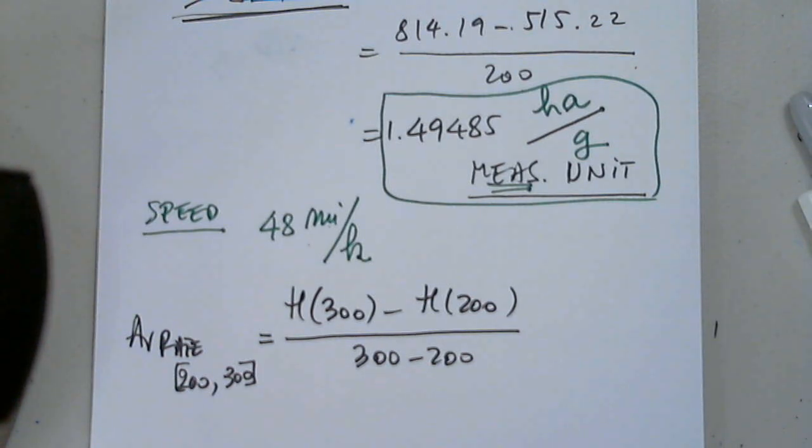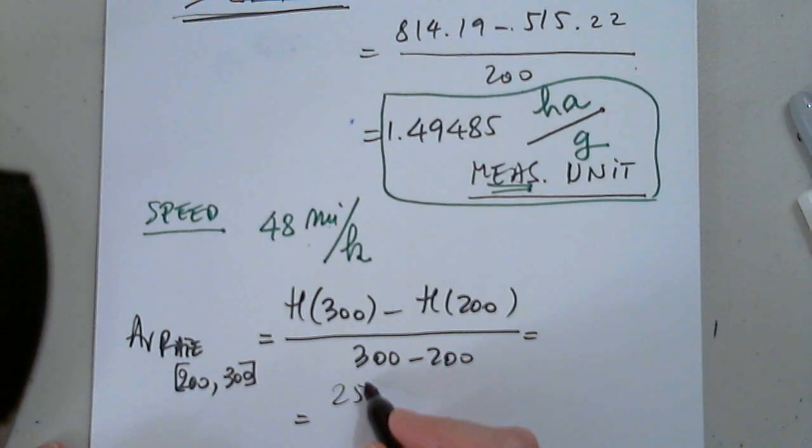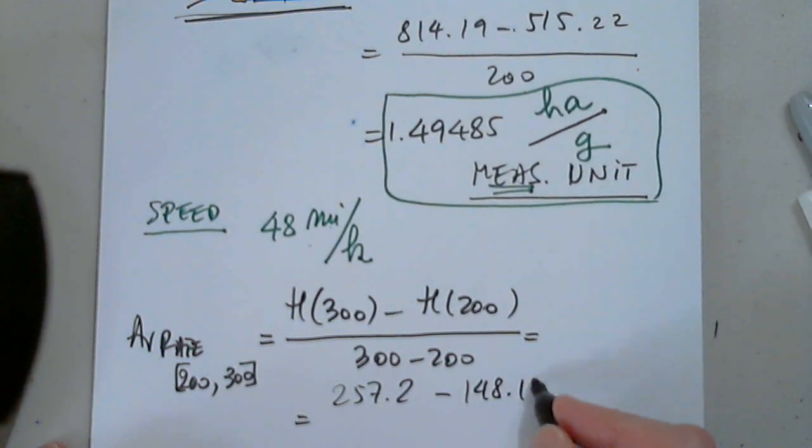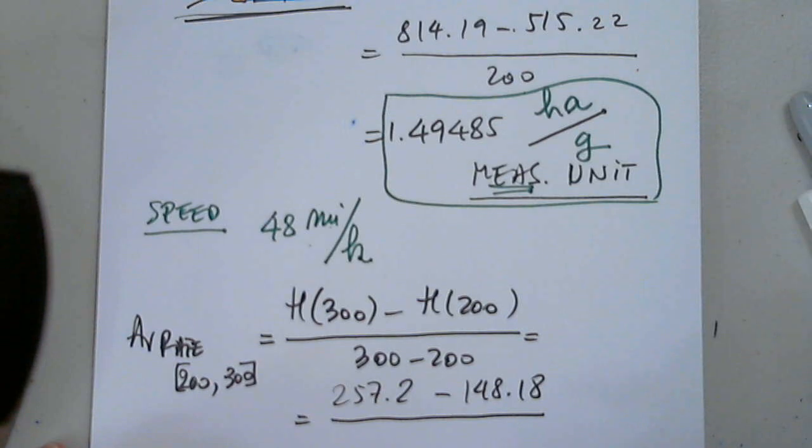And I punch in 200. And I punch in 300. And all I have to do is copy. And 257.2 minus 148.18 divided by 300 minus 200, which is 100. Good. So then I go to second and exit out from there.